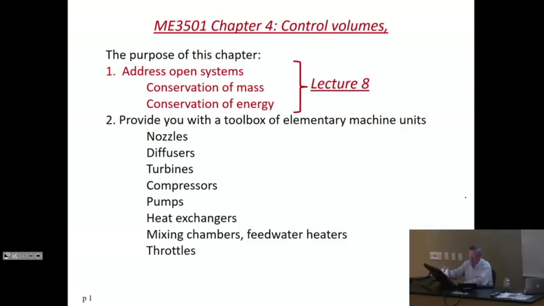The rest of the chapter, which will go in 2 more lectures, we will describe to you a certain number of elementary machines that are based on the principle here of the conservation of mass and conservation of energy. These are essentially machines that will be the building block for the thermodynamic cycles that you will see later in chapters 8, 9, and 10. And there will be 2 lectures there, one where we'll describe nozzles, diffusers, turbines, compressor pumps, and one we will be describing heat exchangers, mixing chambers, and throttles. But let's start with the beginning, Lecture 8.